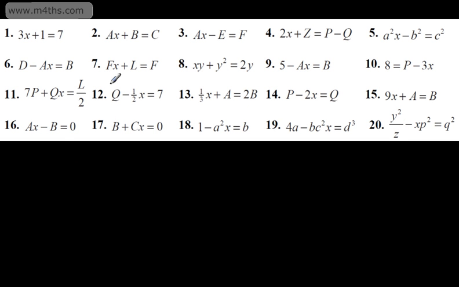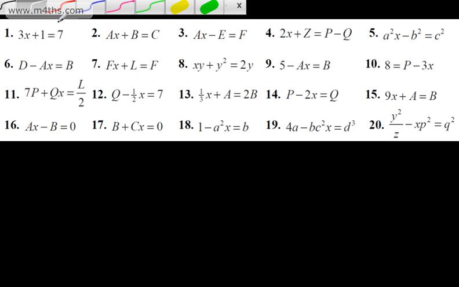Okay, so with these ones, we're fairly comfortable with something like this. That would just be a case of solving the equation. Let's have a look at some more interesting ones. Let's start off now with this one just here. So what we've got then is x multiplied by y plus y squared is equal to 2y. We want to make x the subject.